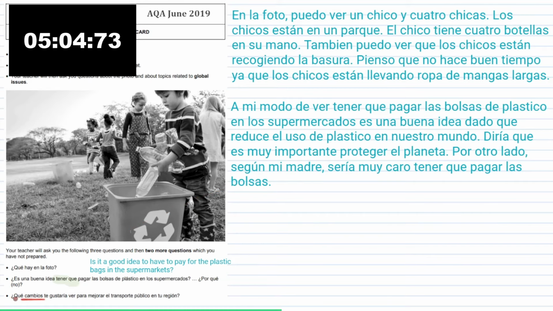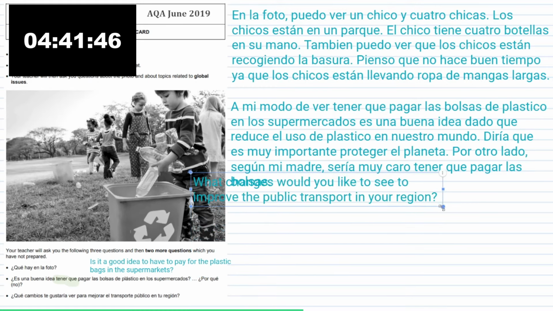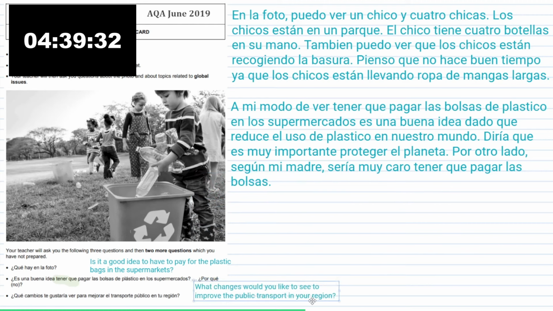Last question. ¿Qué cambios, what changes would you like to see to improve el transporte público en tu región? Let's translate this question then. What changes would you like to see to improve the public transport in your region, in your area? Well, we can link it to this idea of protecting the environment. We can say I wish it was cheaper, I wish it was more reliable, for example.